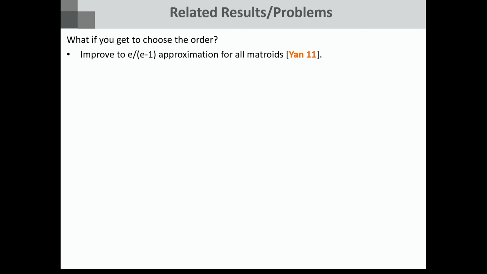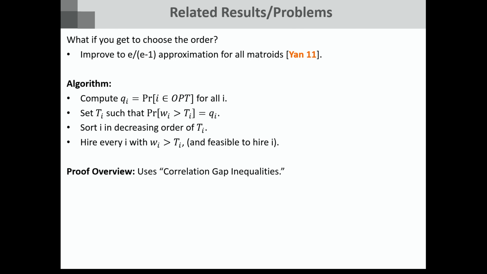The last thing I want to do is quickly survey some results in slightly different models. What if you get to choose the order of the elements instead of having the adversary choose the order? Then you can improve the 2 approximation to e over e minus 1. This is due to a result of Yan from 2011. I will state the algorithm, but I will not say anything about the proof other than one sentence. The algorithm computes for every element the probability q_i that it is in the max weight basis, and then finds a threshold such that the probability that you exceed that threshold is exactly this q_i.